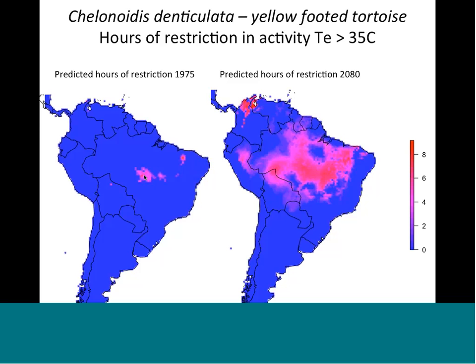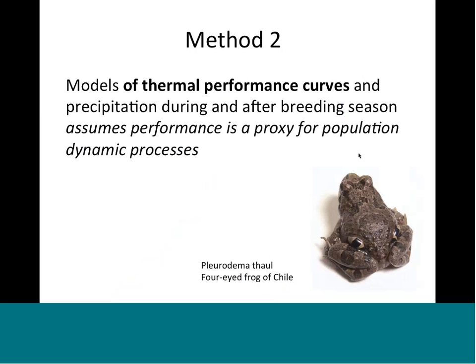Now that they have this low body temperature of about 30 degrees Celsius, they are at great risk because as the forests warm, many of those sites in the interior of the tropical forest will actually exceed their preferred temperature. And so you kick in this hours of restriction here that flares up in the core of the species distribution, and that will drive the extinction of the yellow-footed tortoise.